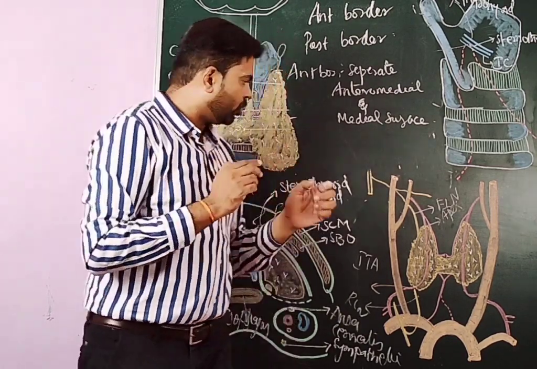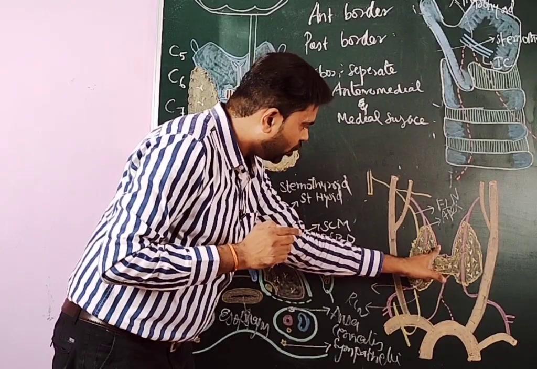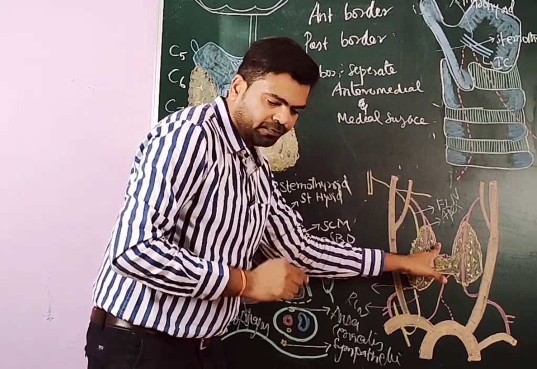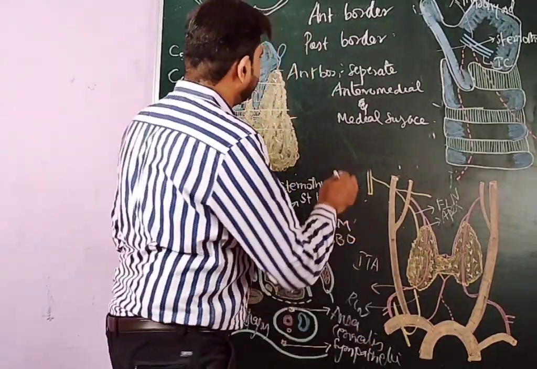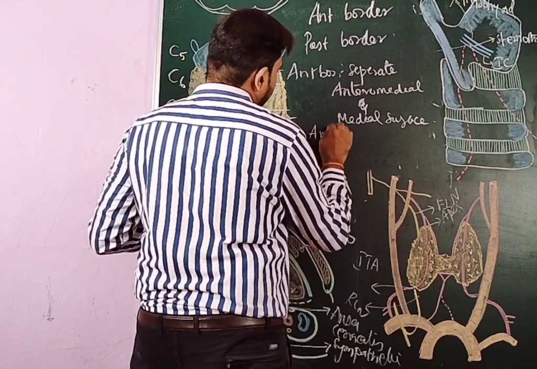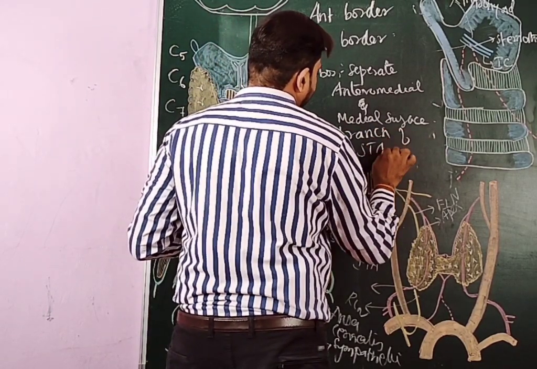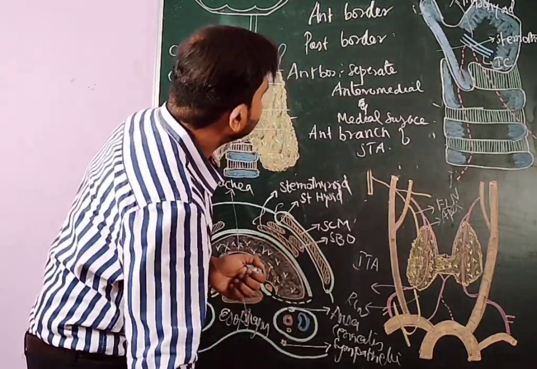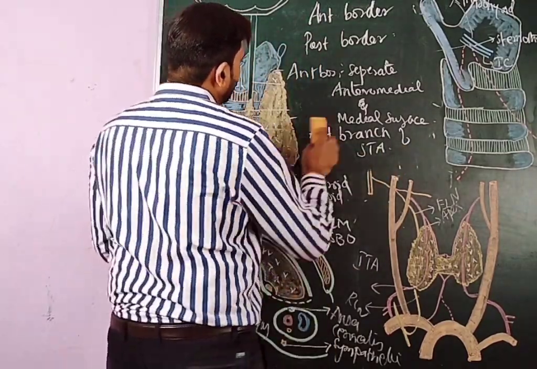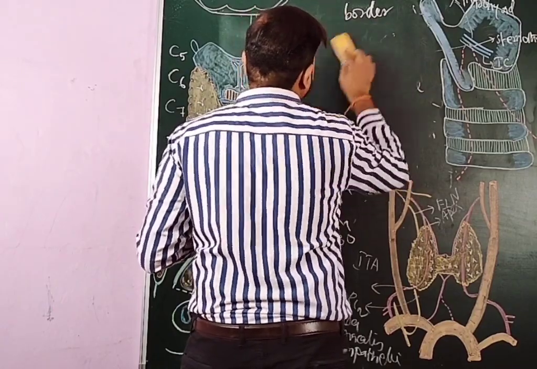This anterior border is related to one important artery, that is the anterior branch of superior thyroid artery. So this is about the anterior border. Next we will go for the posterior border.